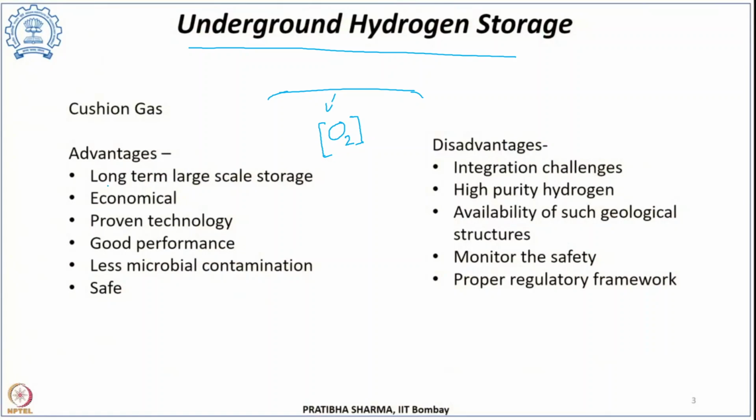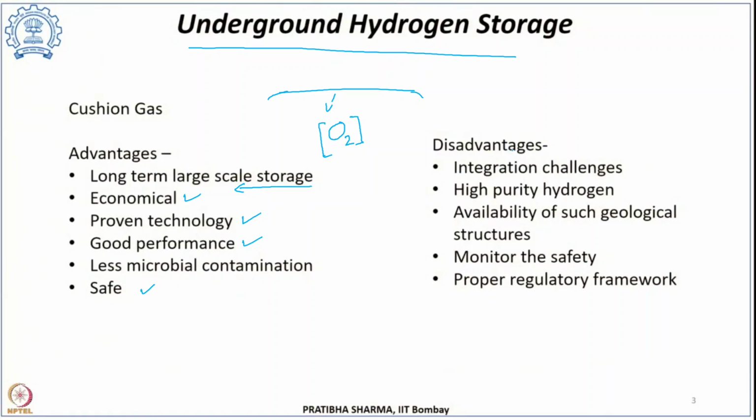Some of the advantages are long-term, large-scale storage. Hydrogen can be stored at underground conditions in very large amounts, at very large scale. And it is very economical also. How it is economical we will see. It is a very proven technology, and it has very good performance and less microbial contamination, and overall it is very safe.